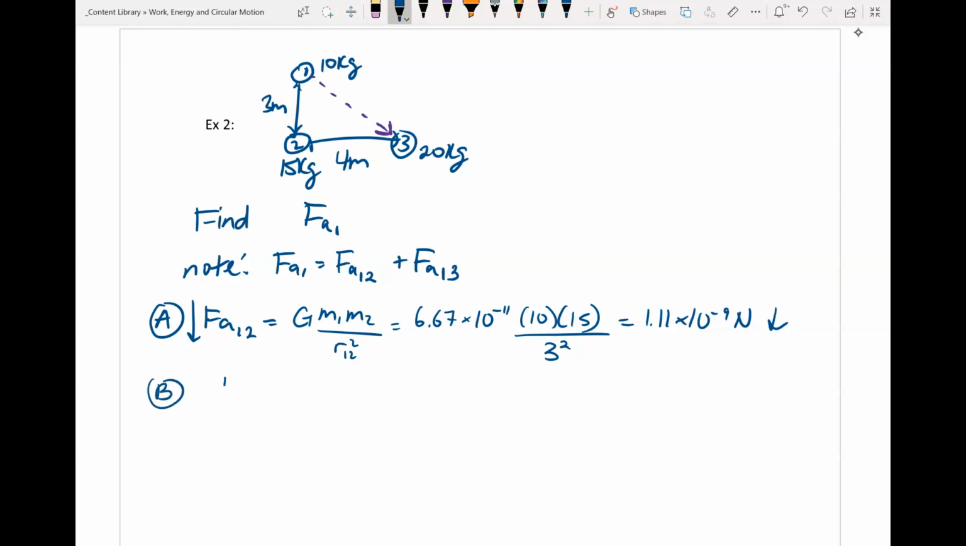Now we're going to find Fa from 1 to 3. So that is that purple vector that I drew in there. It looks like this. We can definitely still find the magnitude of this vector.